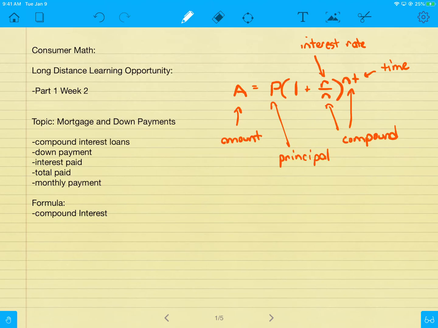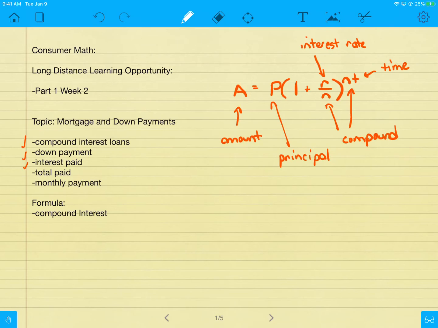But again, if you look at the topics, obviously compound interest loan, which is the formula I just showed you, we're going to calculate down payments. So it's just something very similar to discounts and taxes like we did last week. We'll talk about interest paid, the extra money that you paid on top of just the mortgage itself. Because obviously you're taking a loan out for a house. That's what a mortgage is called.